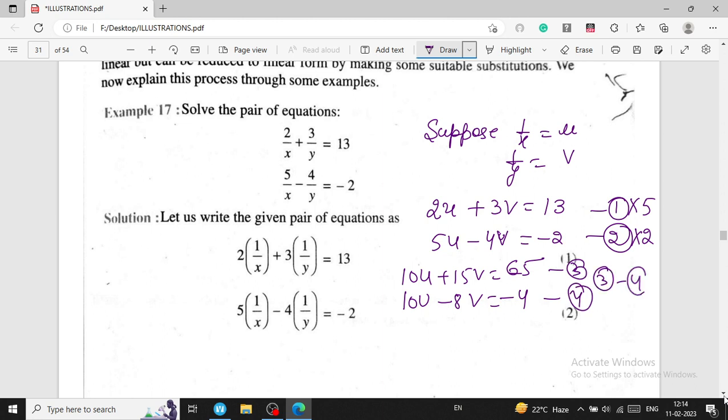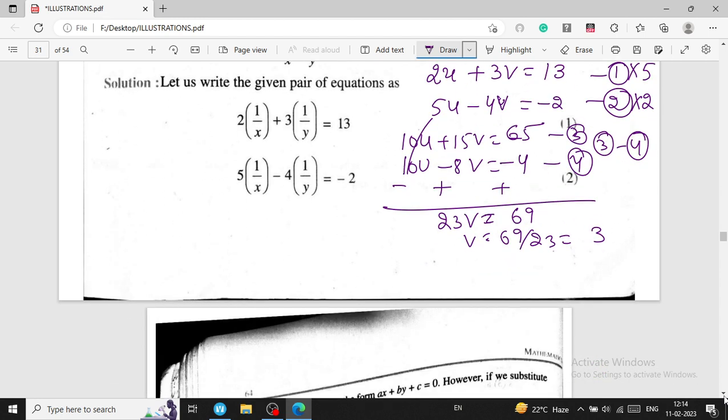Third equation minus fourth equation. Change the sign. You can see here 10u minus 10u cancels. 15 plus 8 is 23. 23v is equal to 69 and v is equal to 69 divided by 23. 3 times 23 is 69. And now substitute v's value in the first equation. 2u plus 3v, v is 3, is equal to 13. 2u is equal to 13 minus 9, u is equal to 4 over 2, that is 2.